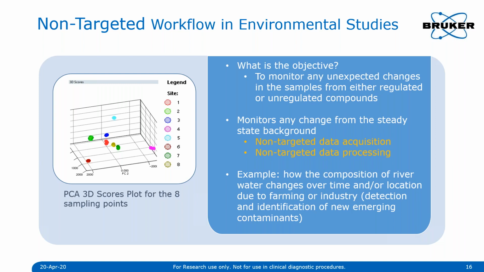In case of truly investigative screening, the objective can be defined as monitoring for unexpected changes and differences between different samples. Monitoring any changes from the steady-state background requires a completely non-targeted approach for both data acquisition and processing. In case of the river Clun, we were looking for any changes in the water over time and from one sampling location to another. This type of analysis is well developed and automated in metabolomics applications, and Bruker has developed a very powerful software solution for that.